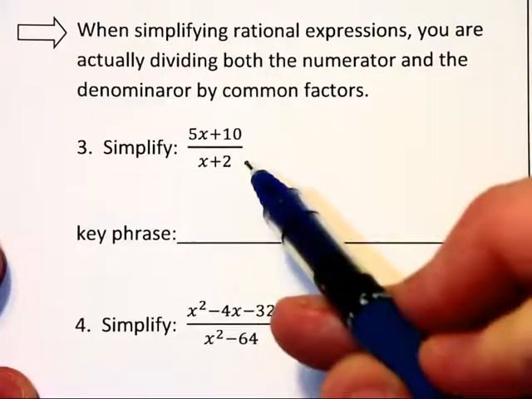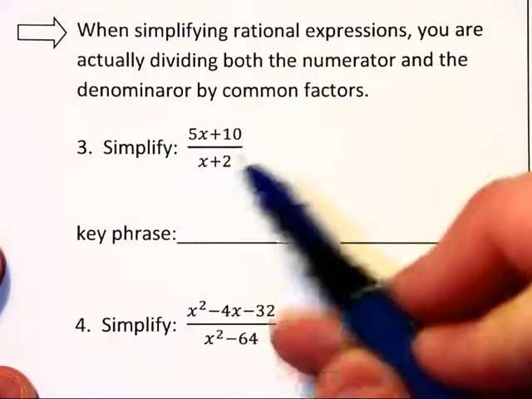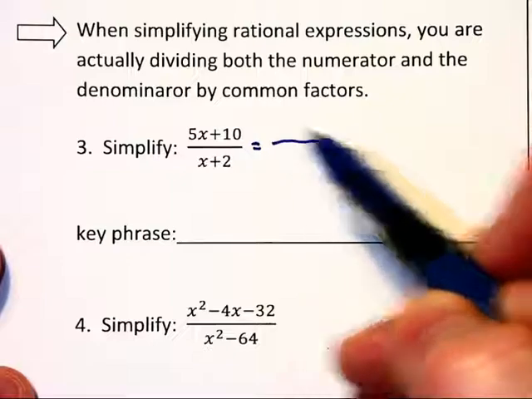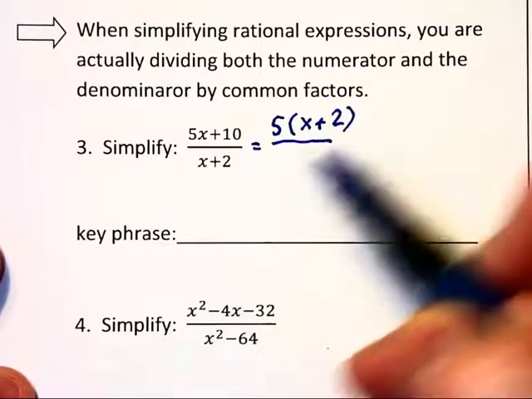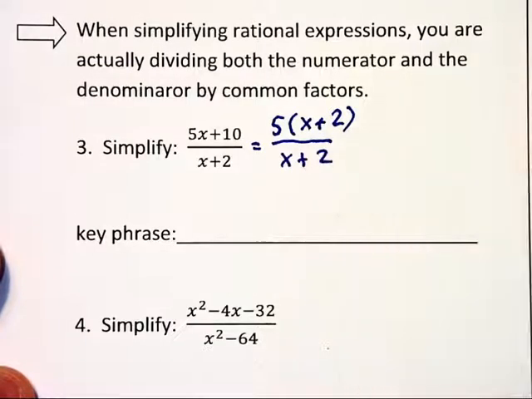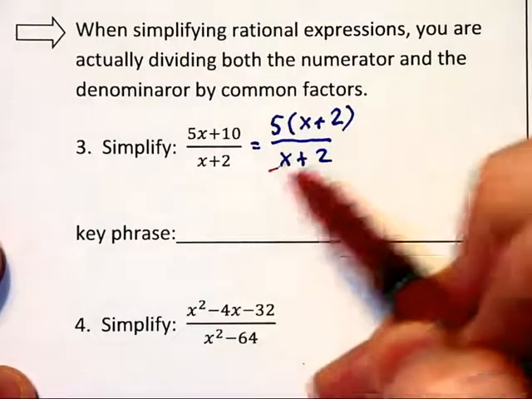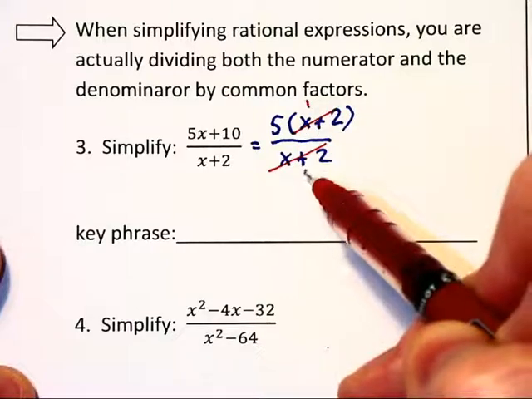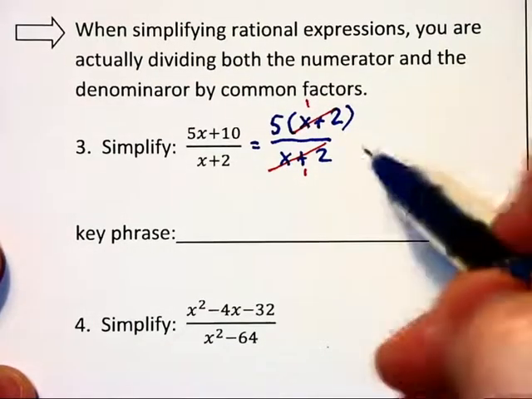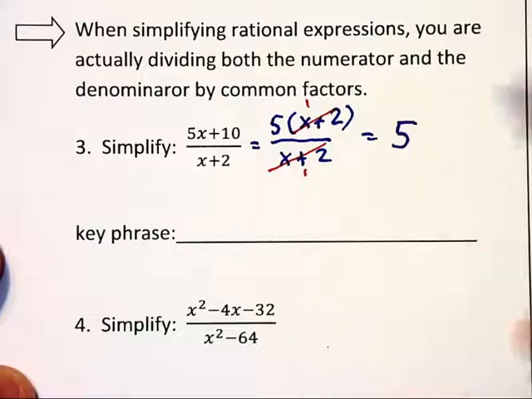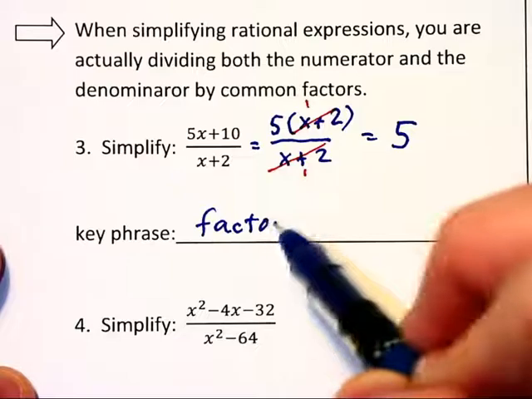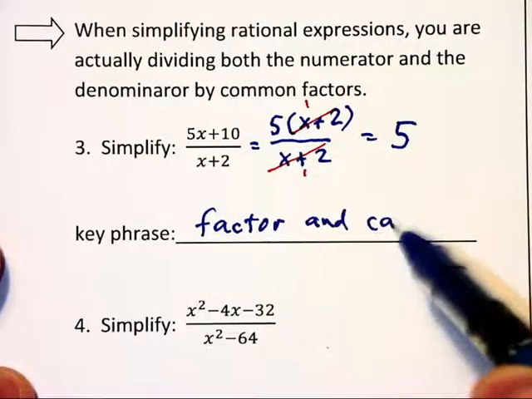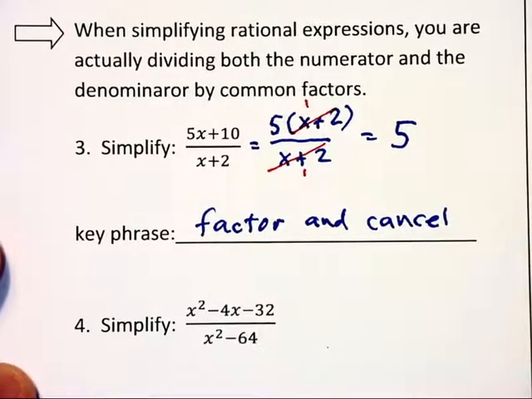In this first problem, do not start going cancel happy here. Instead, factor out the numerator. Notice that you have 5 times x plus 2 over x plus 2. And it's these common factors of x plus 2 that will cancel each other out and leave you just with 5. Now the key phrase for this whole section is factor and cancel, because you're going to have your factoring skills down in peak form to be able to master this section.